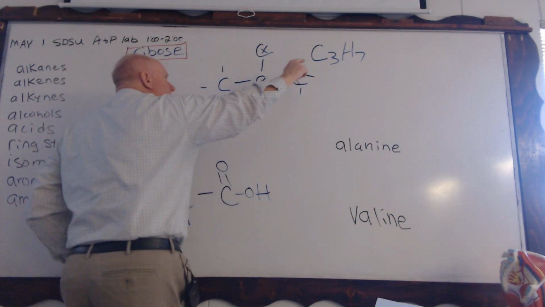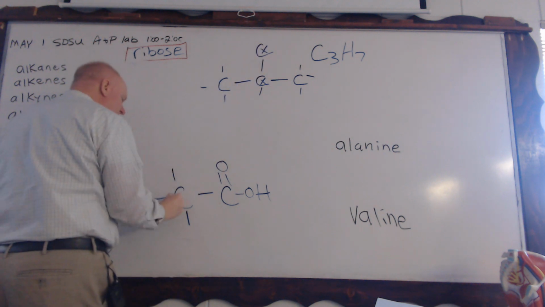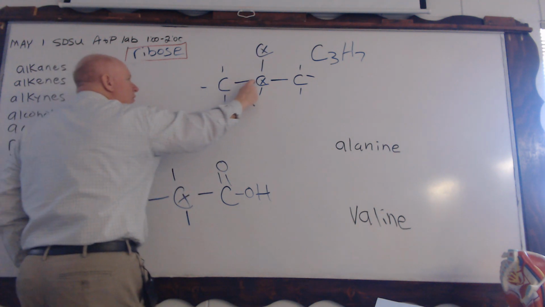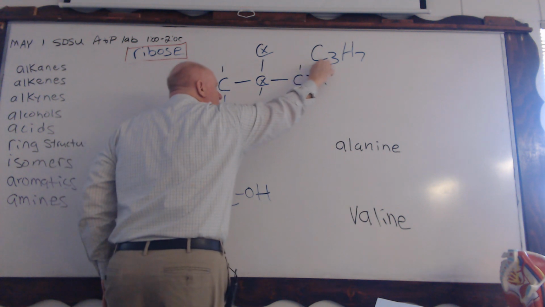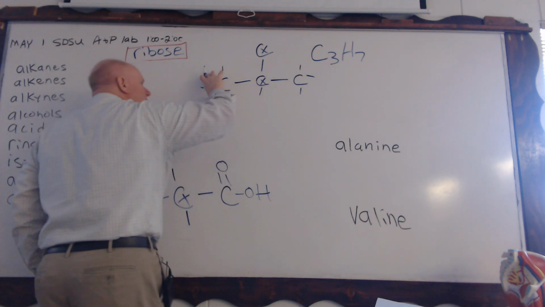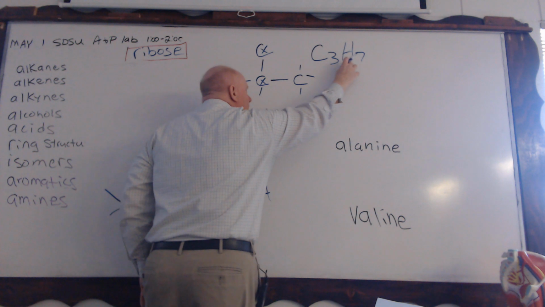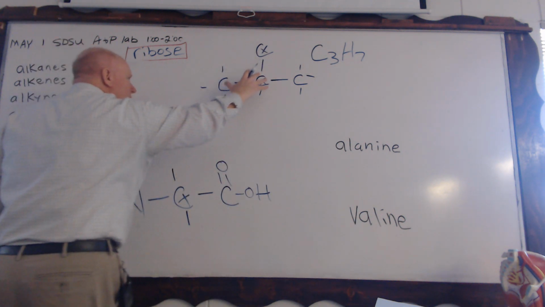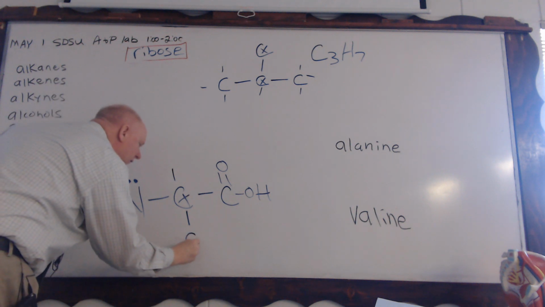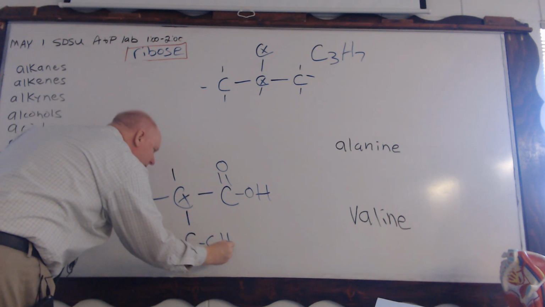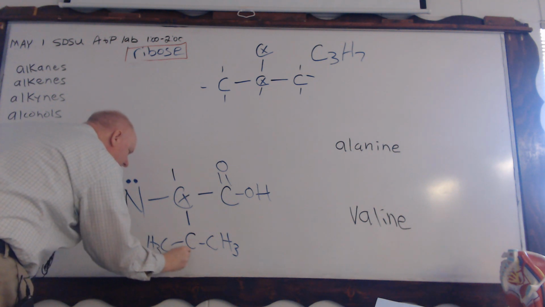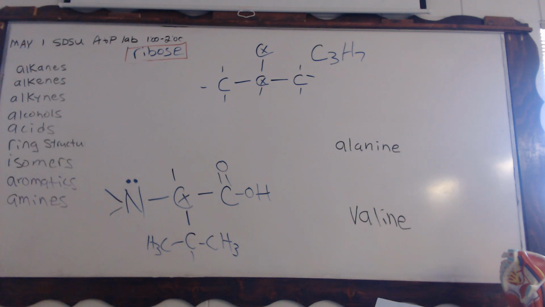So C3H7, remember this carbon is this one. So what that means is 1, 2, 3, there's our 3 carbons, and 7 hydrogens, there's our 7 hydrogens. So we can just click this and drag it on down here. And there is your molecule of valine.